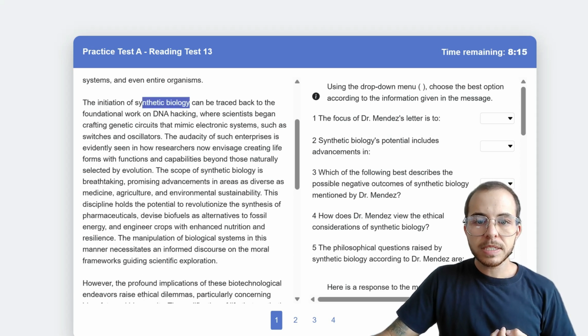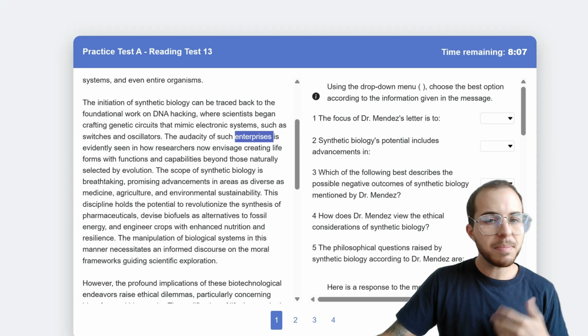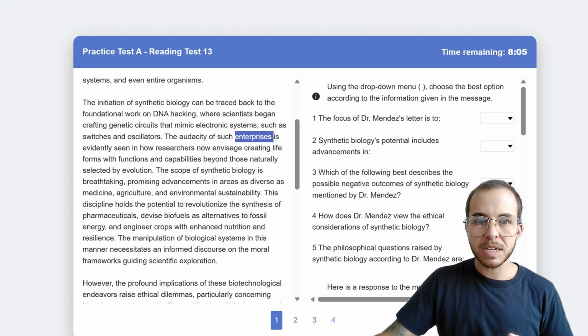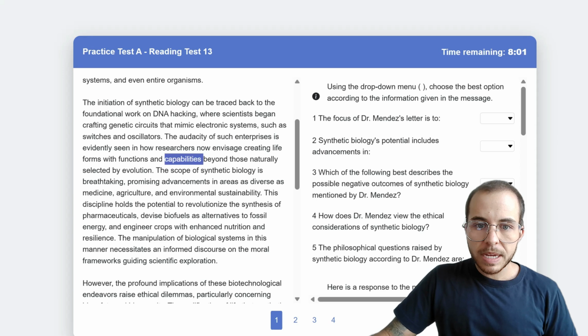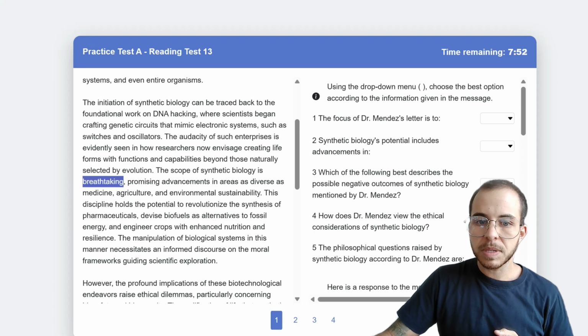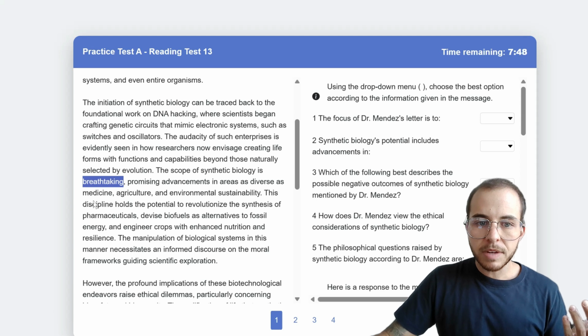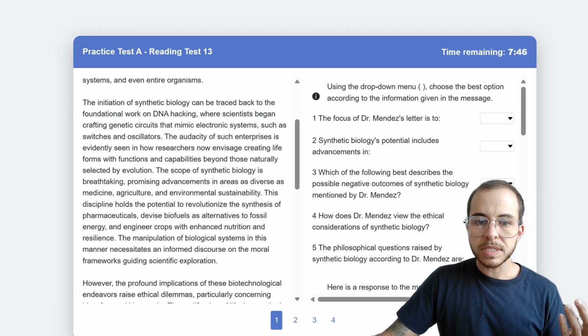Paragraph 2, synthetic biology traced back to DNA hacking. Yes. Audacities of such enterprises. So he doesn't seem pleased. He seems scared or frustrated. Capabilities beyond the natural selection of evolution. Synthetic biology is breathtaking, promising advancements. Okay, so this is a positive word. Diverse medicine, agriculture, environmental sustainabilities.